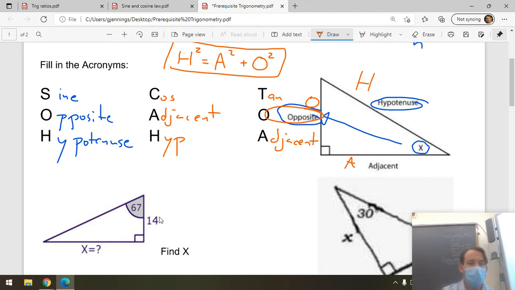To solve one of these questions, name your sides. This is clearly the hypotenuse. What side is x? Is it the opposite or the adjacent? Yeah, this is the opposite. And then this side that's known is the adjacent.